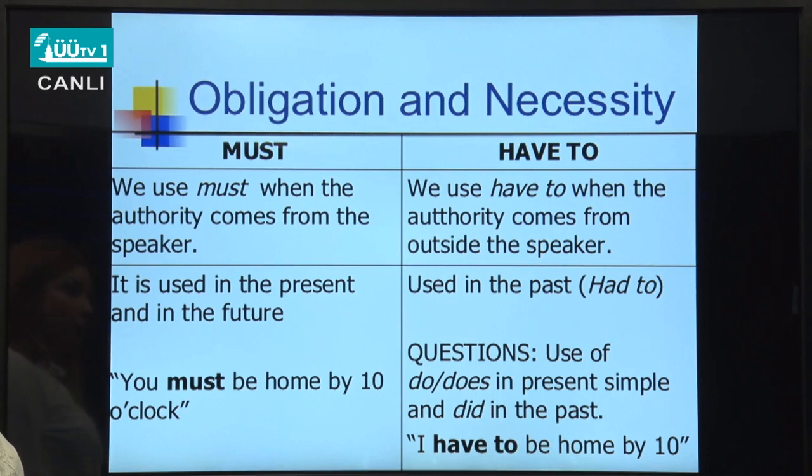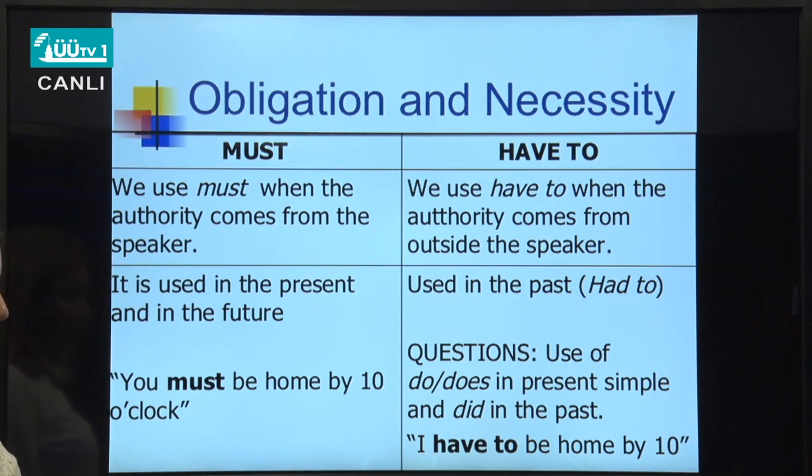What about have to? We use have to when the authority comes from outside the speaker. I have to go to work. She has to go to work. What about past? Past of have to is had to. So, I had to work late at night yesterday.